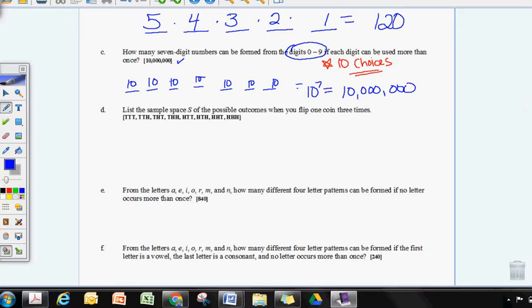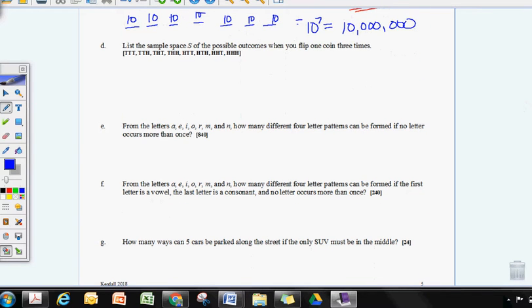Okay, so sample space. Yes, you are going to have to write out sample spaces. This could be a problem on a test. So as I do this, list all the sample spaces that you can flipping a coin. So a coin, 3 times, the coin itself has 2 choices. You either have heads or you have tails.